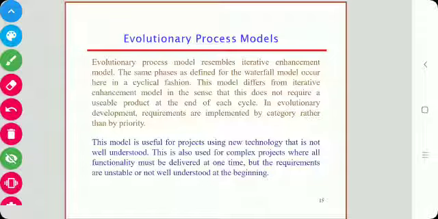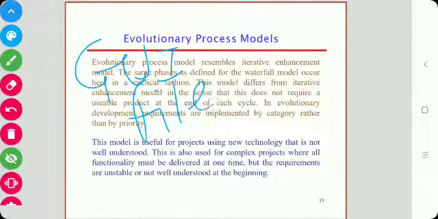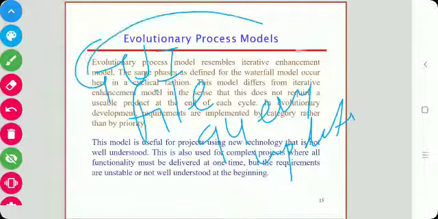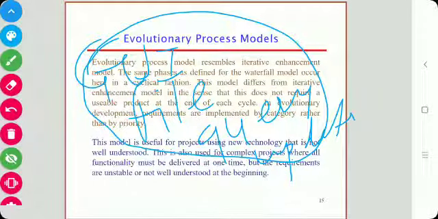So the database application is available after these four cycles. First cycle is GUI, second file manipulation, third query and fourth update. So after completion of these four cycles, the database application is available to us.